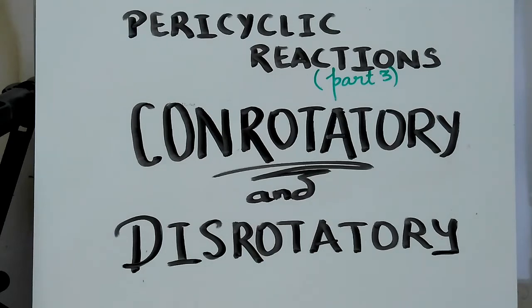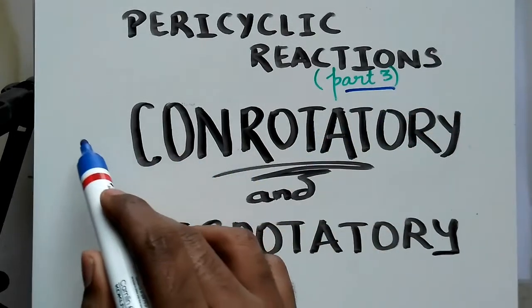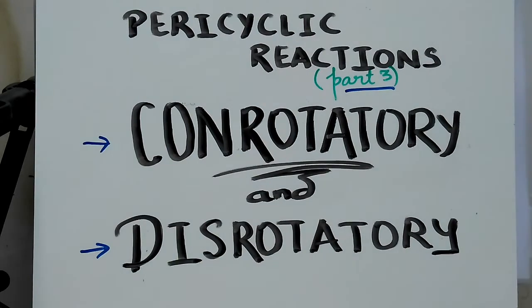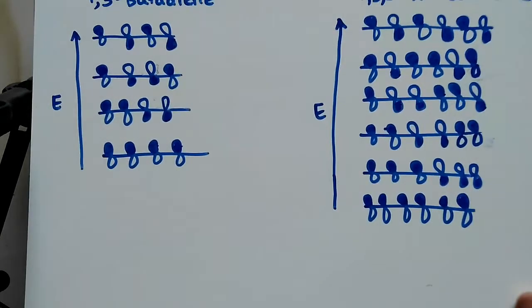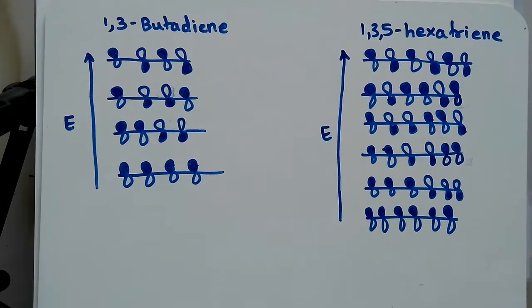Hello friends, welcome to pericyclic reactions part 3. In this we will learn the conrotatory and the disrotatory motions. In the previous video we have learned about these two molecular orbitals.